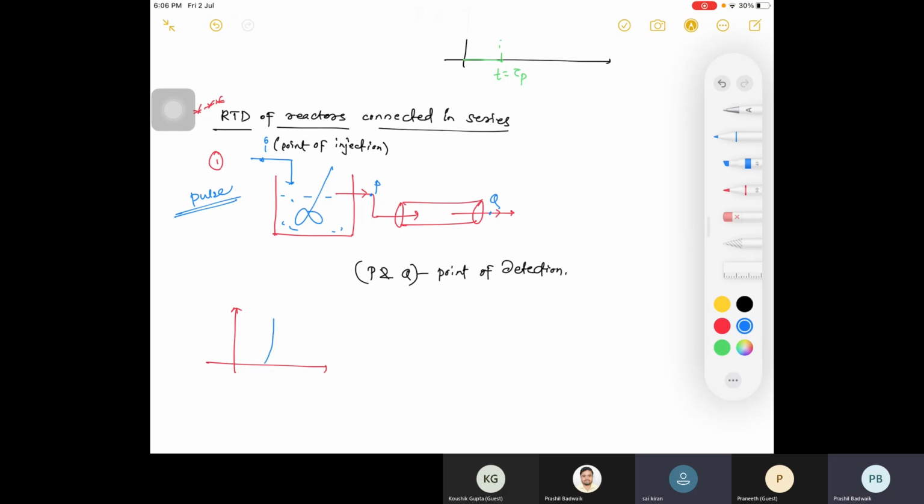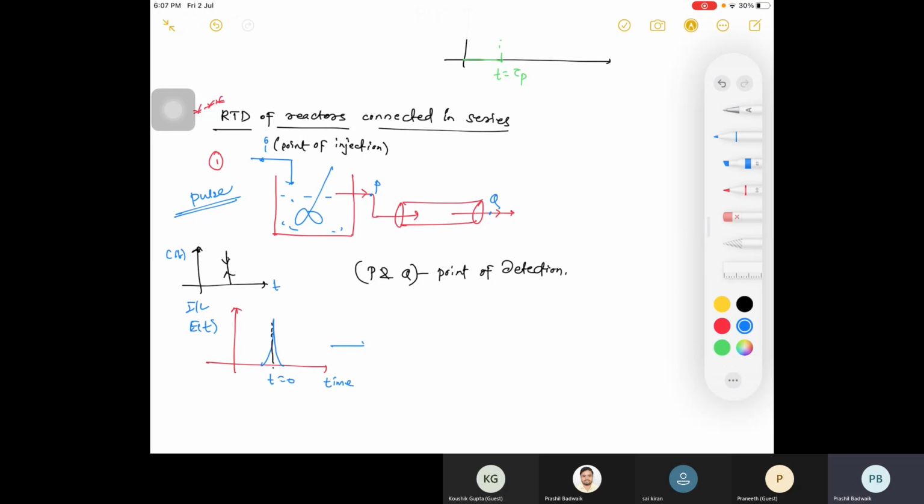There will be a sudden increase. I am drawing an imperfect injection. Please don't confuse between perfect and imperfect. Generally we draw this because nothing is ideal, but if someone asks you to draw the ideal profile, then you need to draw it like this, right? You will get a straight line only, the C curve as a function of time. So this is your imperfect injection inlet profile. This is your E curve; I am writing E(t) directly. At time t equal to 0, suddenly there is addition, right?